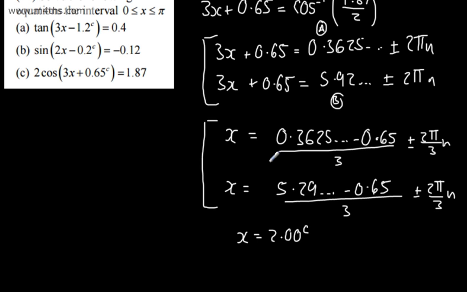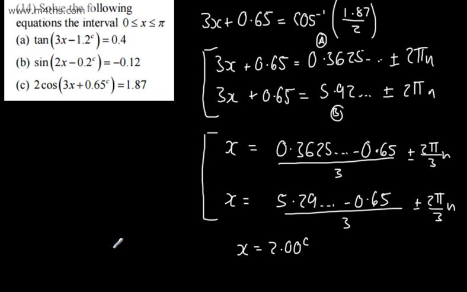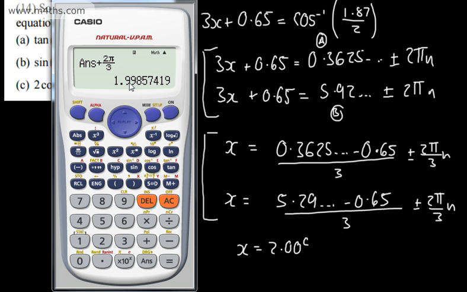Now if we consider adding another 2/3 of pi to this, we're only interested in this between 0 and pi. I'm just checking my rounding, that's going to be 2.00, so I'm not going nuts. Plus now 2 pi by 3, that will take us well outside the interval, as we can see. Okay, let's now look at the next one.